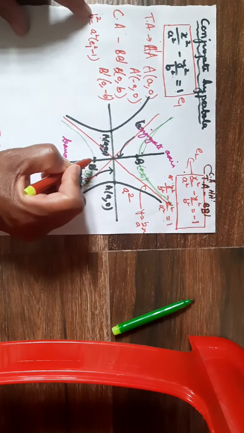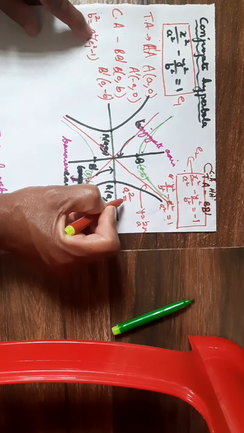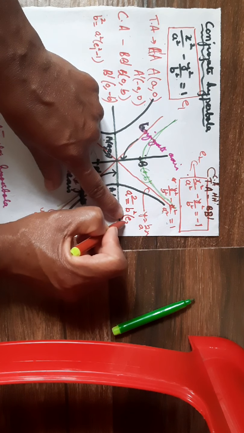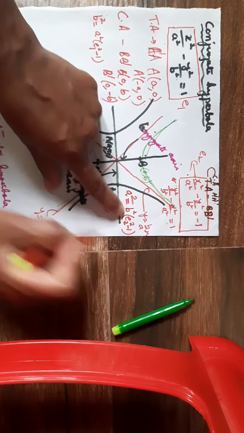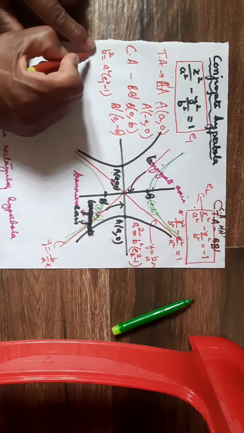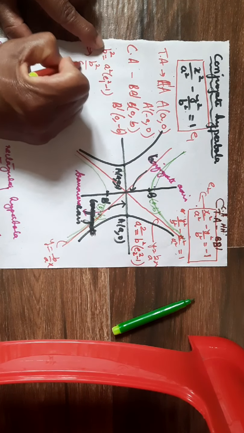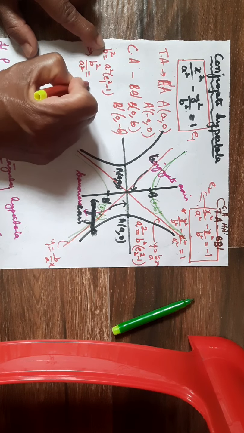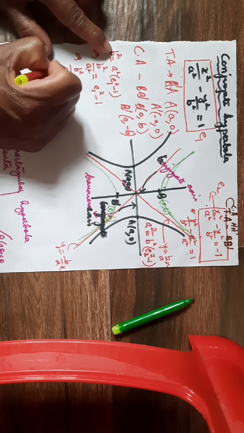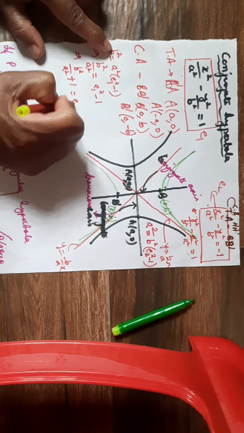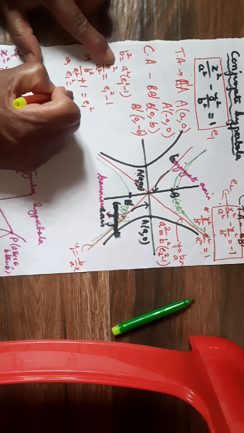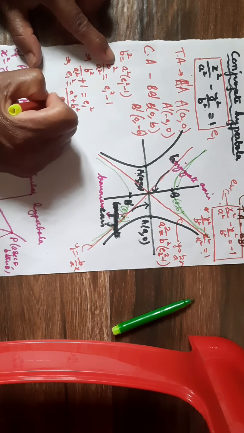It will be, instead of b square it will become a square, and in place of a square it will become b square. a square is equal to b square into, if E2 is the eccentricity, E2 square minus 1. So now we have b square is equal to a square into this one. So from here we see that b square by a square is equal to e1 square minus 1. Transfer this 1 to this side, you get b square by a square plus 1 is equal to e1 square, and this will give you e1 square is equal to a square plus b square by a square.